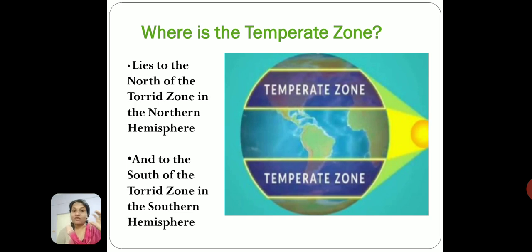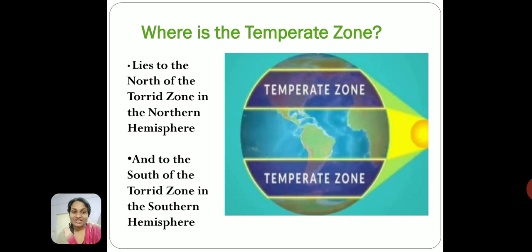Today we are going to see where on the map we will find the temperate zone. You all remember in the previous video, the video of chapter 6 of SST on the climate zones, we had studied that there are different zones of climate, correct? So today we are looking at the temperate zone. On the globe, where will we find it? The temperate zone, you will find it both in the northern hemisphere and the southern hemisphere, and it lies above the torrid zone.